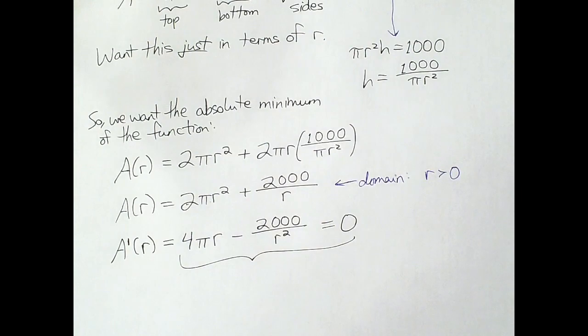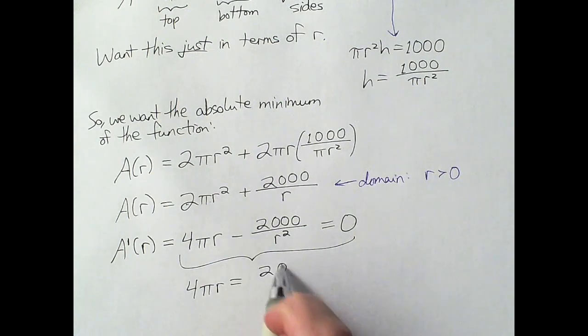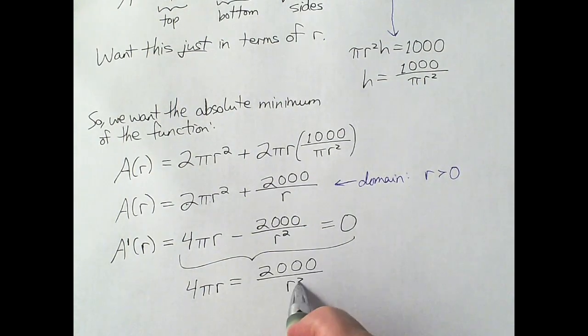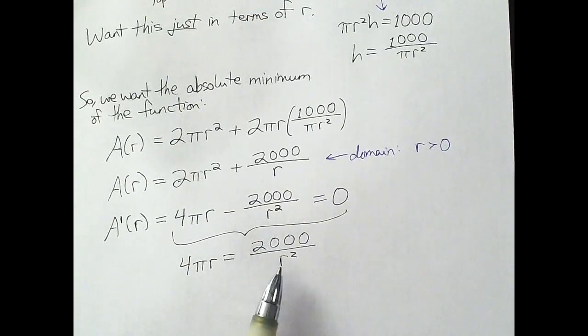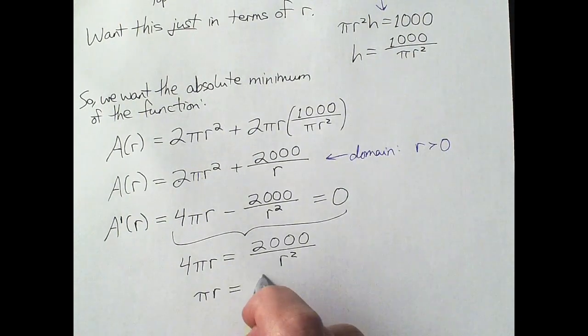Okay. We want to solve this. What's the best way to solve this? I guess there's more than one way to do the algebra. Here, I'm gonna do this a little differently than how I did it in my notes. Let's add the 2,000 over r squared to both sides. It's okay to divide both sides by r because I know that r is not 0. I could also divide both sides by 4. How about let's divide both sides by 4 first. Okay.